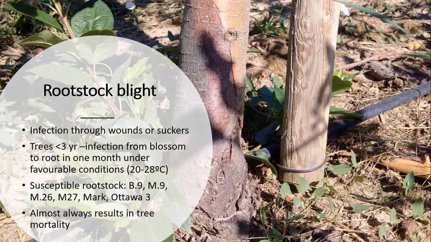Now, unfortunately, with rootstock blight, it almost always results in tree mortality. And in fact, with young trees, infection of blossom blight can actually spread to the roots in under a month in ideal conditions. So it can really cause death of a tree very quickly, depending on the age of the tree.